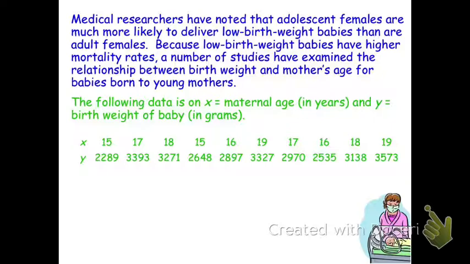Okay, what I want us to do right now is go ahead and put your X values in list 1 and your Y values in list 2. Medical researchers have noted that adolescent females are much more likely to deliver low birth weight babies than adult females. Because low birth weight babies have higher mortality rates, a number of studies have been examined. We're not in the notes anymore. Go ahead. All Inspire users, leave a comment.